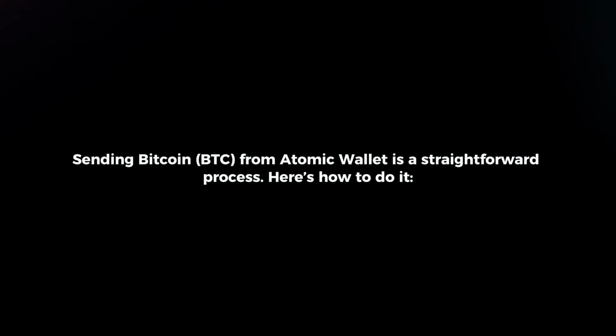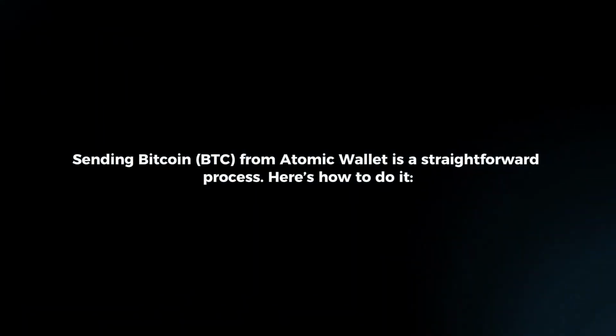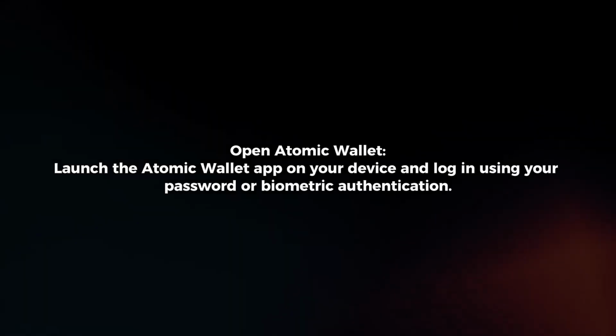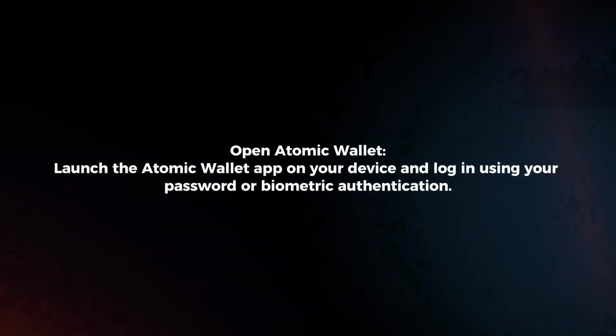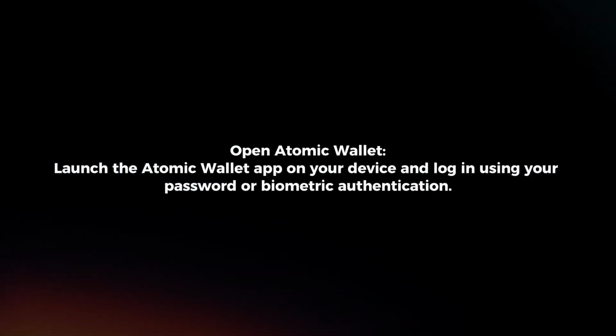Sending Bitcoin from Atomic Wallet is a straightforward process. Here's how to do it. Open Atomic Wallet. Launch the Atomic Wallet app on your device and log in using your password or biometric authentication.